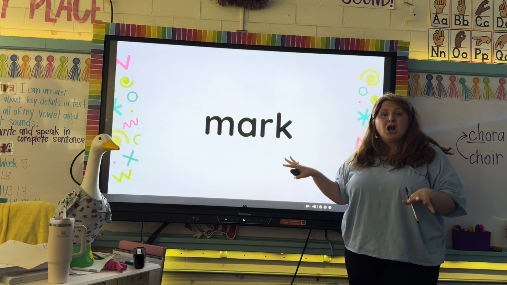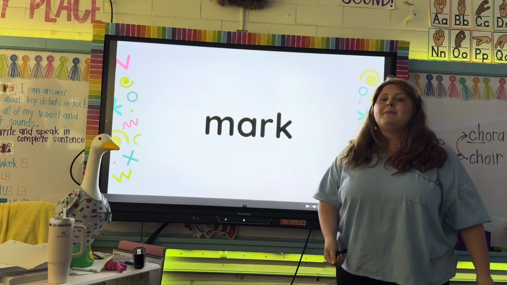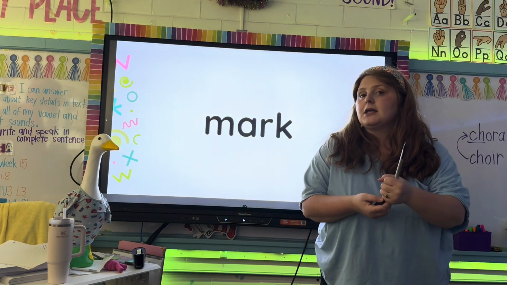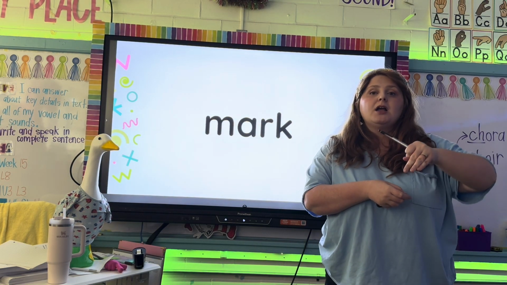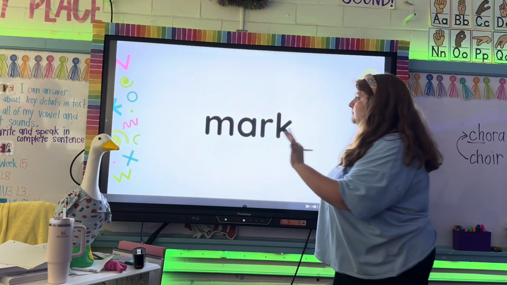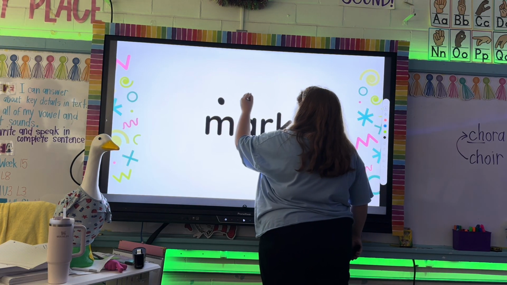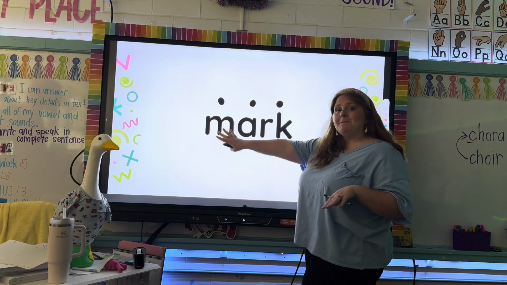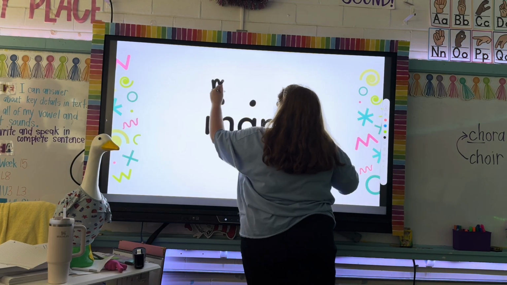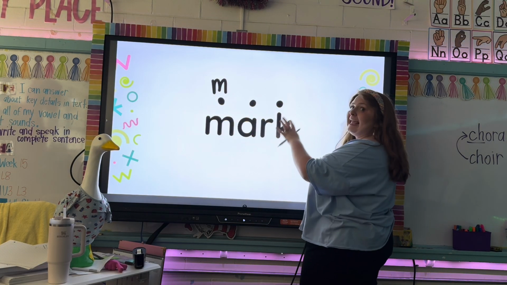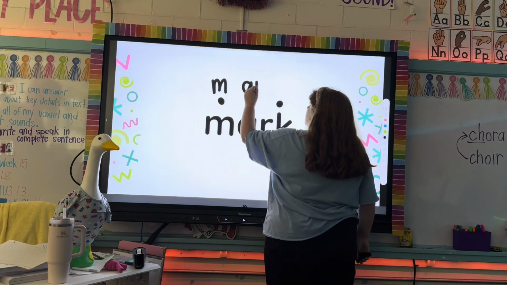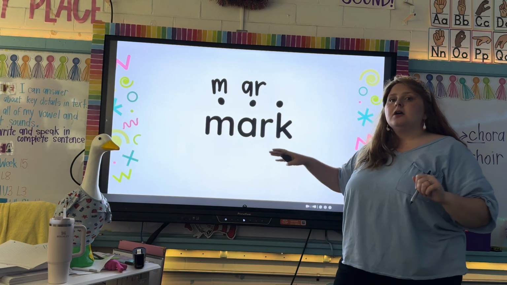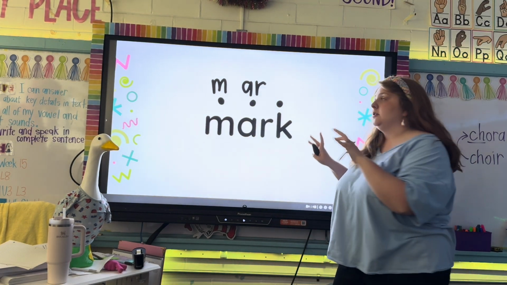Our word is mark, a one-syllable word. Pound and tap it. Mark, m, ar, k. 3 phonemes. I have my 3 sound bubbles. You spell m with an M. You spell R, A-R. And then you spell k with a K in this word.